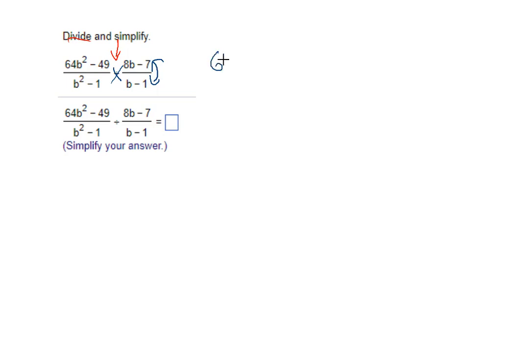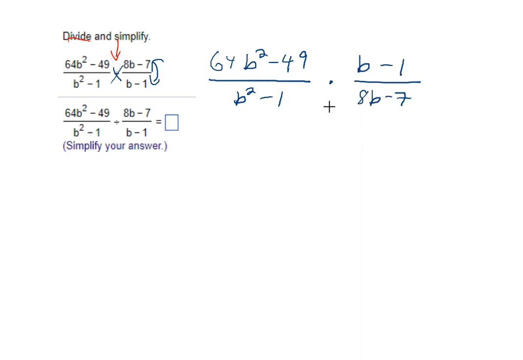So I'm just going to rewrite this problem. 64b squared minus 49 over b squared minus 1 times we'll put the b minus 1 on top and the 8b minus 7 on the bottom. You multiply by the reciprocal. Now it's a multiplication problem, so we do the problem just like the previous example. You're going to factor everything first.